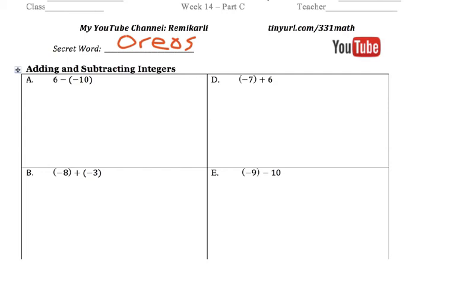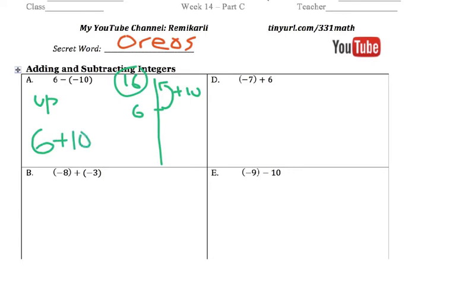Alright, so A said 6 minus negative 10. When I see that minus a negative, I immediately think of the house model, and I think, oh, we're getting rid of weights, and getting rid of weights means that this is going up. So for this one, you should have started at positive 6 and just gone up 10, which will give you 16. And that's the same as saying we started at 6 and went up 10, or 6 plus 10.